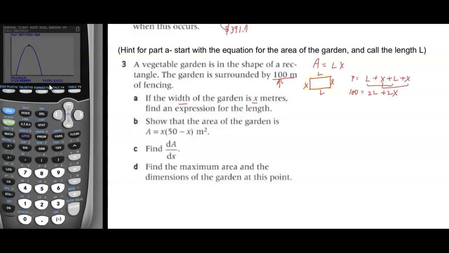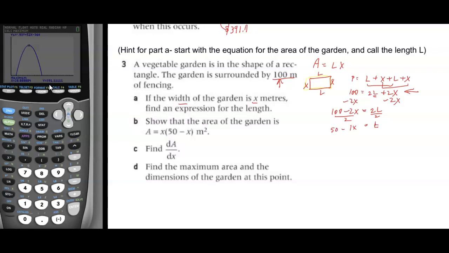Find an expression for the length. What they want is an expression for the length, which is this L here. Guess what kind of equation this is? This is the constraint equation, right? So how do I find L by itself? I need to do a little bit of algebra and isolate L. I'm going to subtract 2X from both sides, and I'll get 100 minus 2X equals 2L. L is almost by itself now. I'm going to divide both sides by 2, and then I'll end up with L equals 50 minus X.